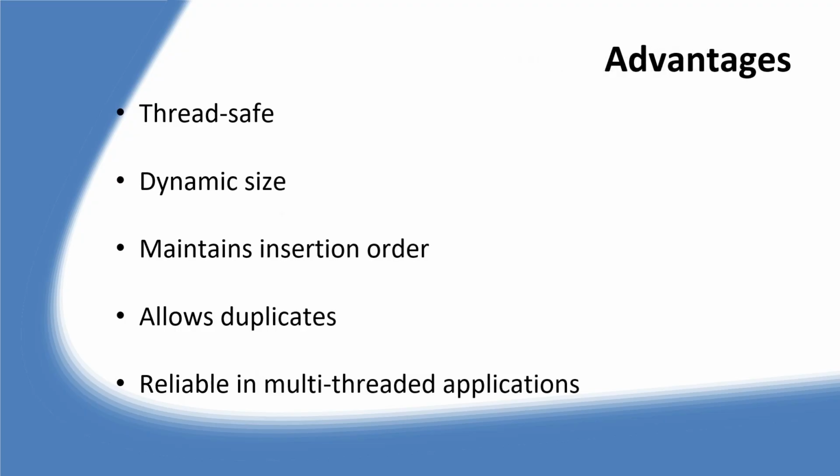Now we will see what are the advantages of Vector. Vector offers several advantages. It will automatically resize, it will maintain insertion order, it allows duplicate elements, and it provides thread safety. Why? Because Vector is synchronized, making it suitable for applications where multiple threads access the same collection. That's why it is mentioned as reliable in multi-threaded applications. So these are the advantages.